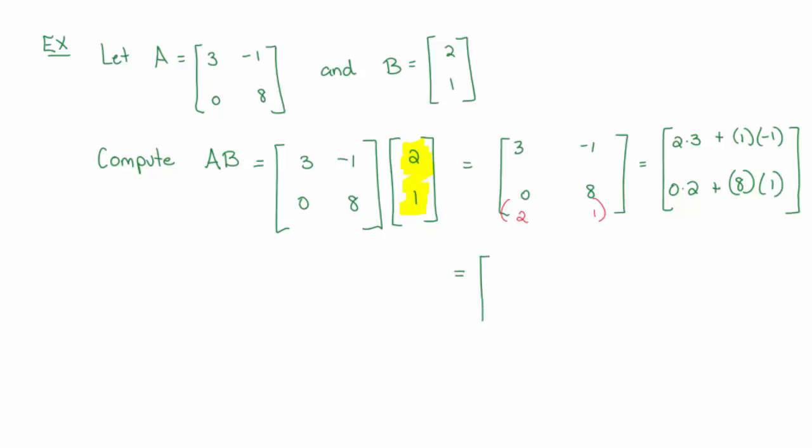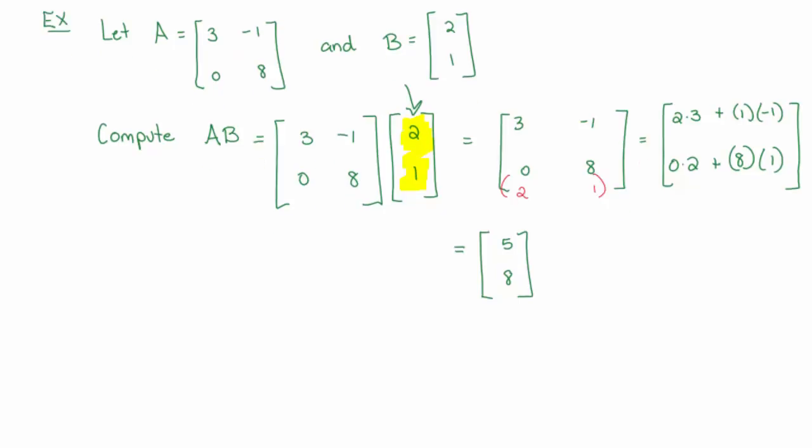In the end, this product will be 6 minus 1, which is 5, and a 0 plus 8, just an 8. So the visualization, again, is that we're grabbing the column matrix, tilting it on its side, and laying it on top of each row, taking products and adding.